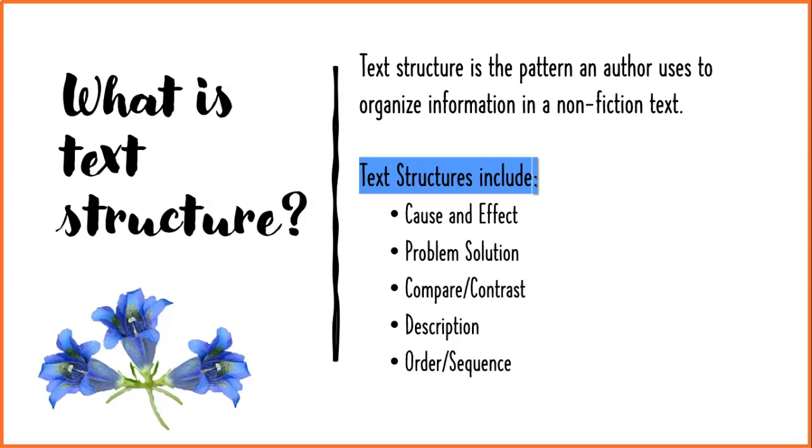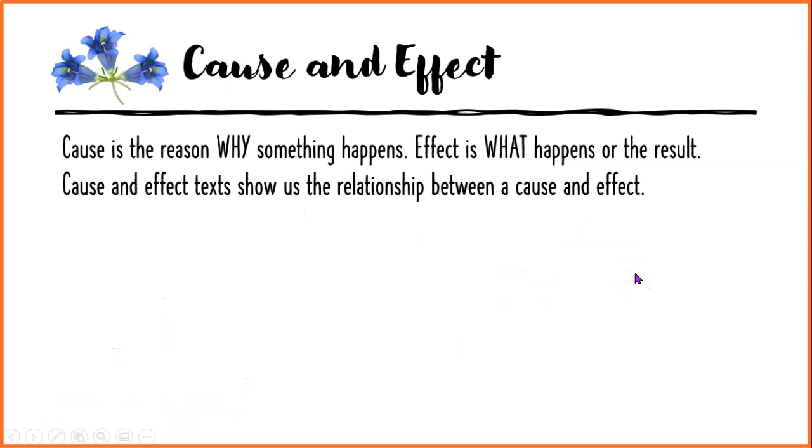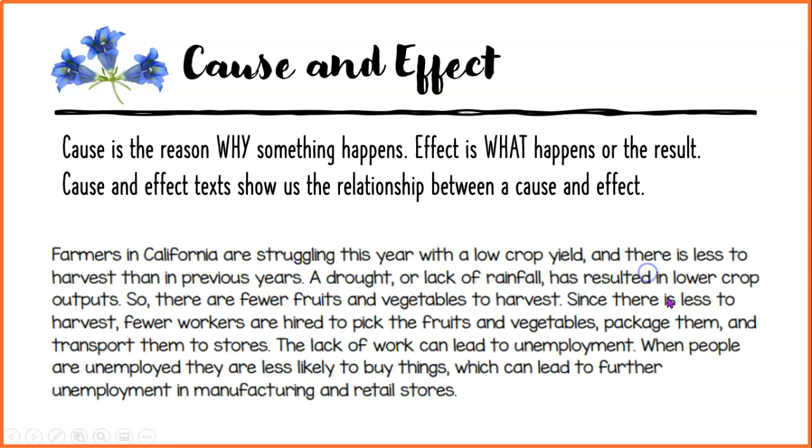So we're going to take a look at each of those real fast just so you can see what they look like. Cause and effect is a text structure that shows us this is why something happened, this is what happened as a result. Cause and effect shows us the relationship between a cause and effect. Here's what happened, here was the result.